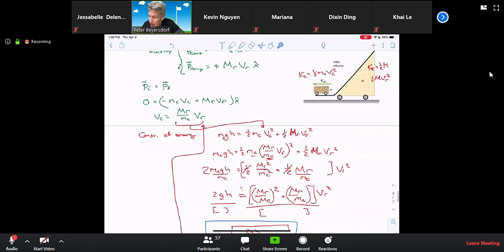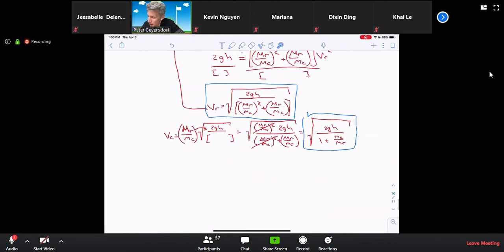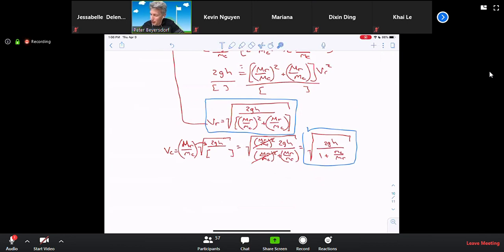Shouldn't it be 1 plus MR over MC in the denominator? No. So in the denominator, what I did here when I canceled this out, I divided the top and the bottom by MR squared over MC squared. So I had, in the denominator down here, MR over MC, and I was dividing by MR over MC squared, which is like multiplying by MC over MR squared. And so the MC canceled one of those, the MR canceled one of those, and I end up with MC over MR.